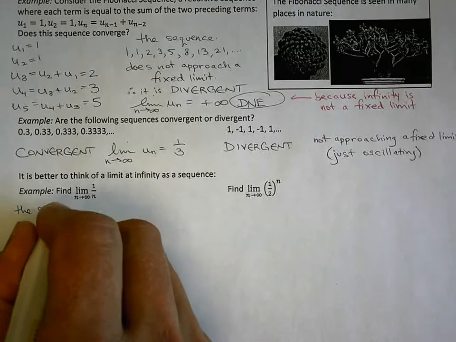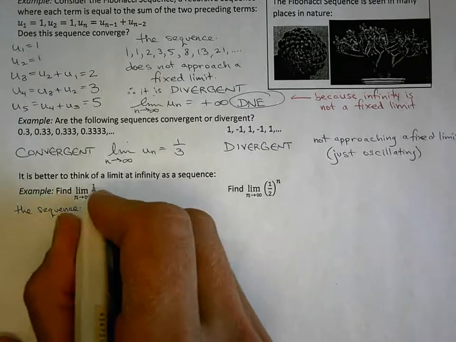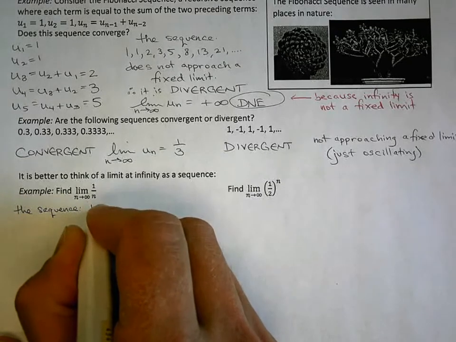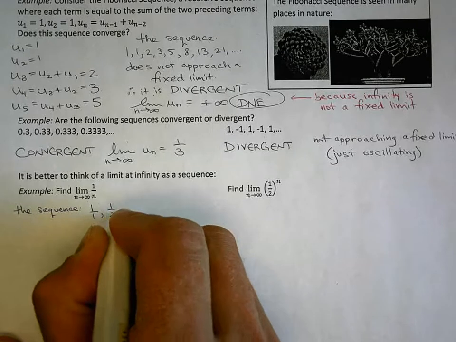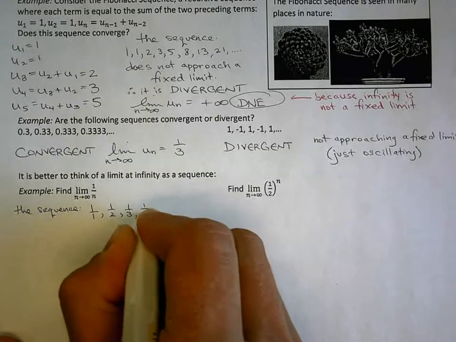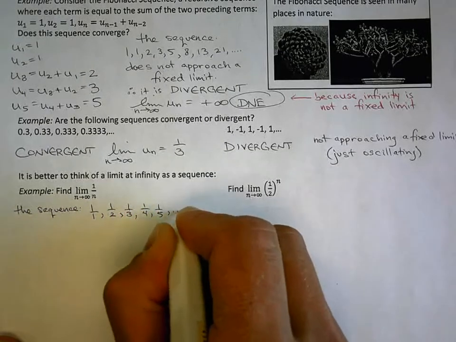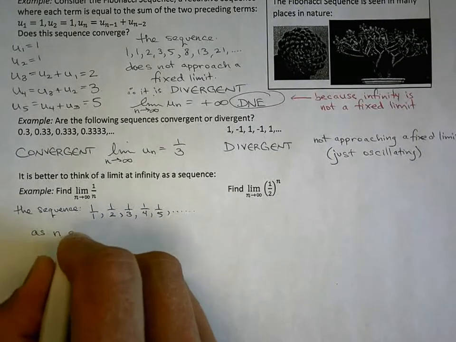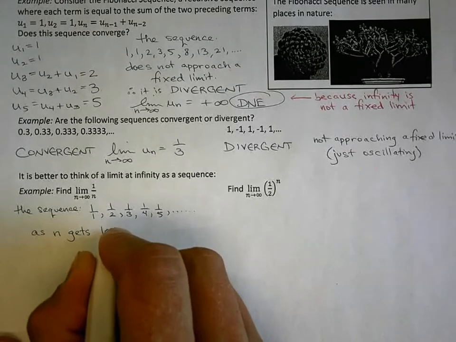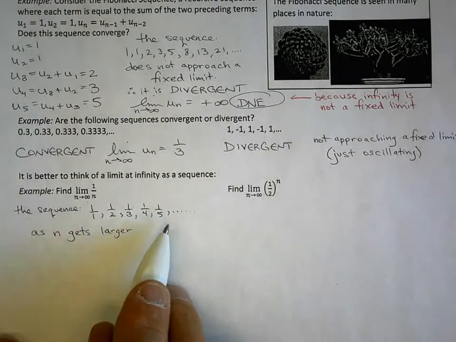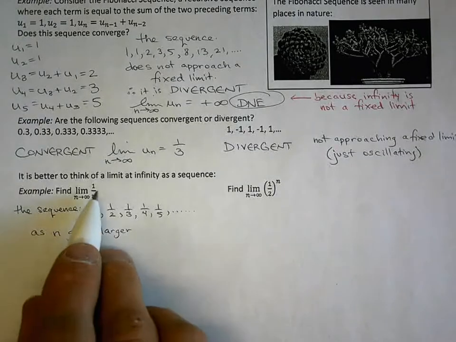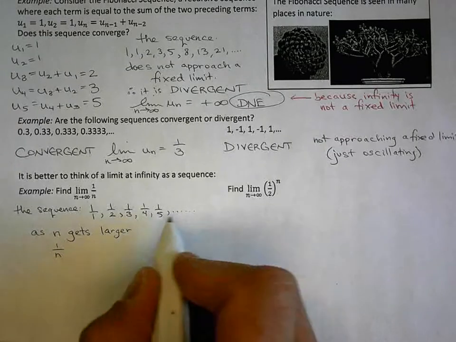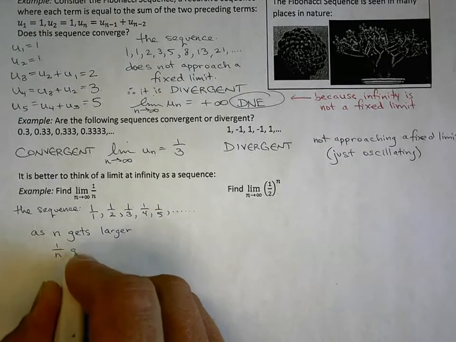The sequence, in this case, would be 1 over 1, then 1 over 2, then 1 over 3, 1 over 4, 1 over 5, and so on. So as n gets larger, as my n numbers get bigger, this 1 over n starts at 1, then a half, then 1/3, 1/4. It's getting smaller and smaller.